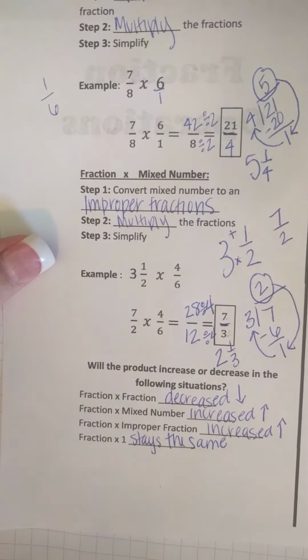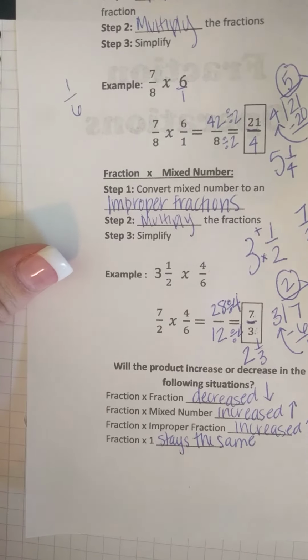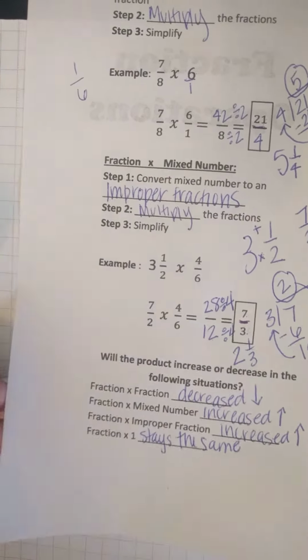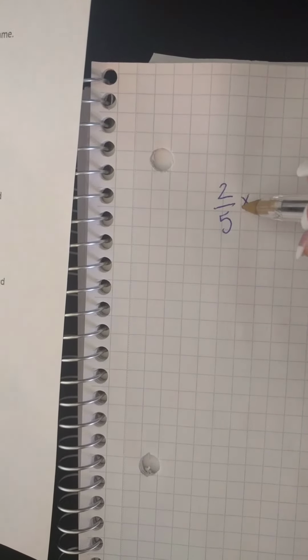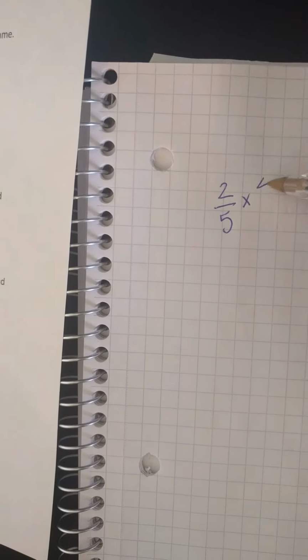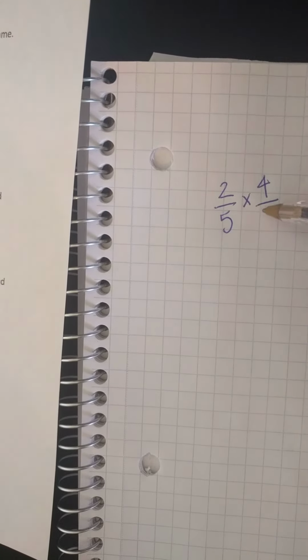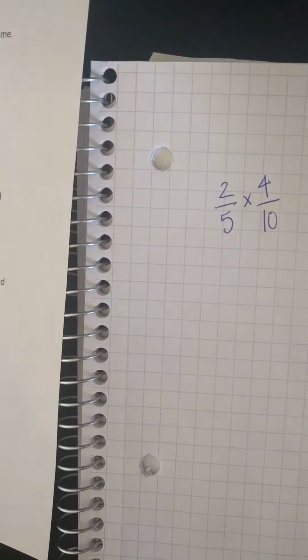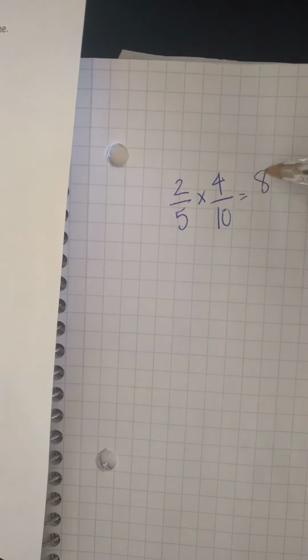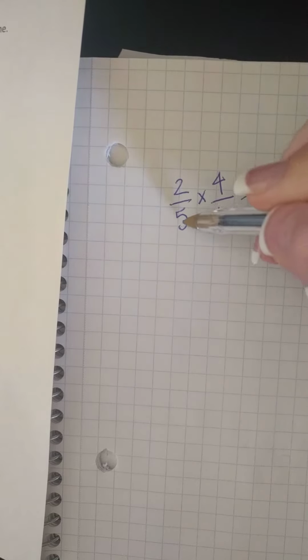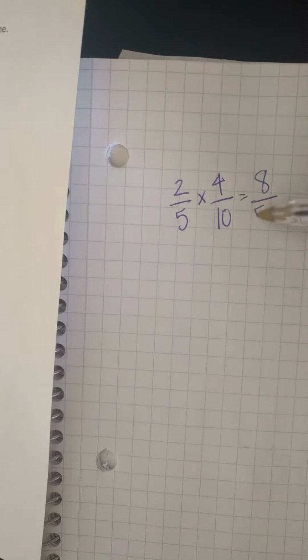What I want you to do now is come over in your journal somewhere on the side, and follow along and write these down. We're just going to do some examples real quick. If I gave you the fraction 2/5 times, let's say 4/10. Well, remember to multiply fractions, it's top times top. 2 times 4 is 8, and bottom times bottom. 5 times 10 is 50.